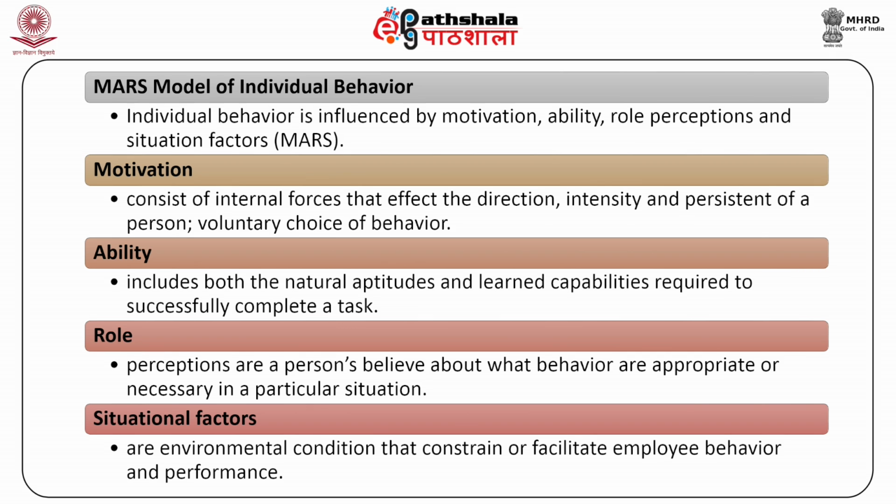Ability includes both the natural aptitudes and learned capabilities required to successfully complete a task. Role perceptions are a person's beliefs about what behaviors are appropriate or necessary in a particular situation. And the situational factors are environmental conditions that constrain or facilitate an employee's behavior and performance.